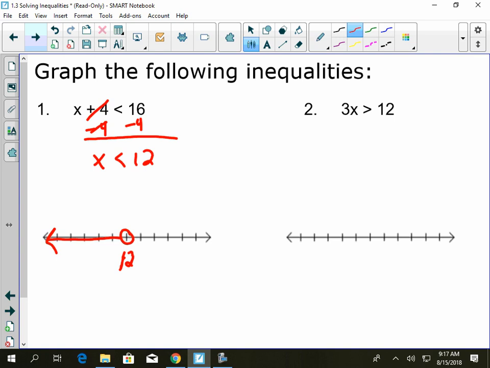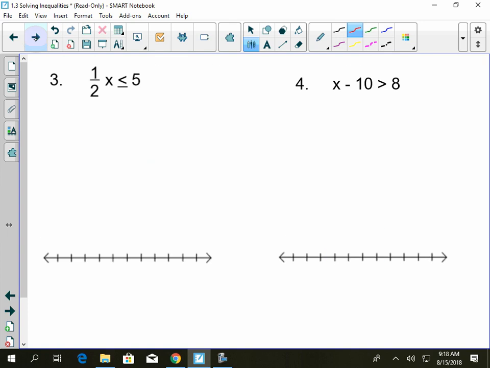Any problems? Less than goes to the left. How do I do number 2? Divide by 3. So x is greater than 4. So I just put a 4 right here. Open dot. To the right is greater. Put my arrow. Bam! I'm done. Right? That's easy. Anybody having a hard time with this? I hope not. We're going to get a little more complicated.